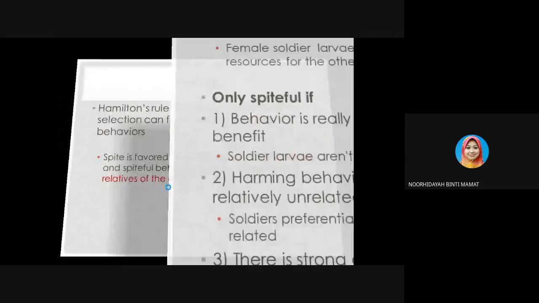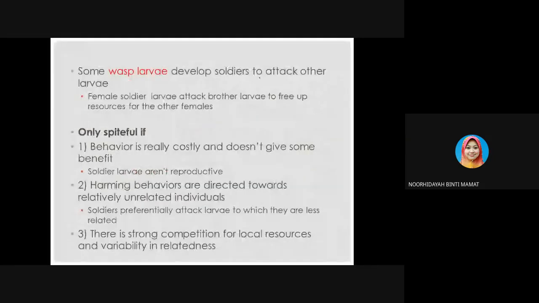In some wasps, the larvae develop into soldiers to attack other larvae. For example, female soldier larvae will attack brother larvae to free up resources for other females. But both get harmed, the female soldier larvae and also the brother larvae. It is only spiteful if the behavior is really costly and does not give some benefit, because soldier larvae are not reproductive.